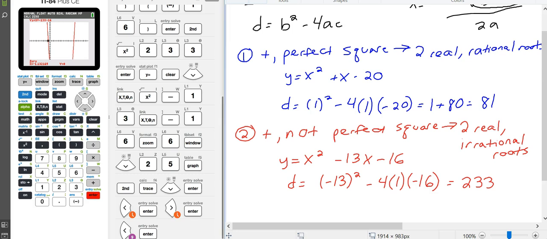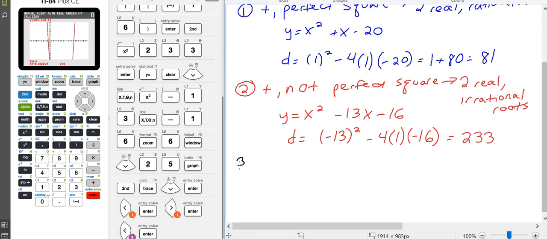The third scenario you could have for your discriminant is when your discriminant is 0. When your discriminant is 0, you have a double root. A double root is when your parabola only crosses the x-axis at one place. Let's look at an example of that.